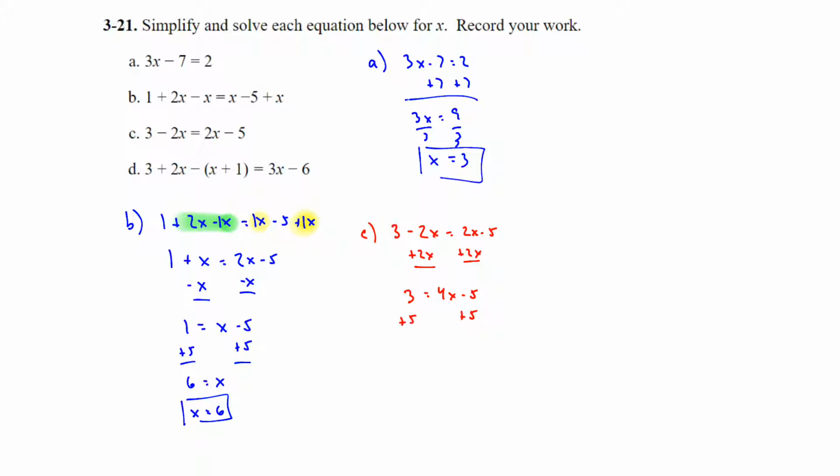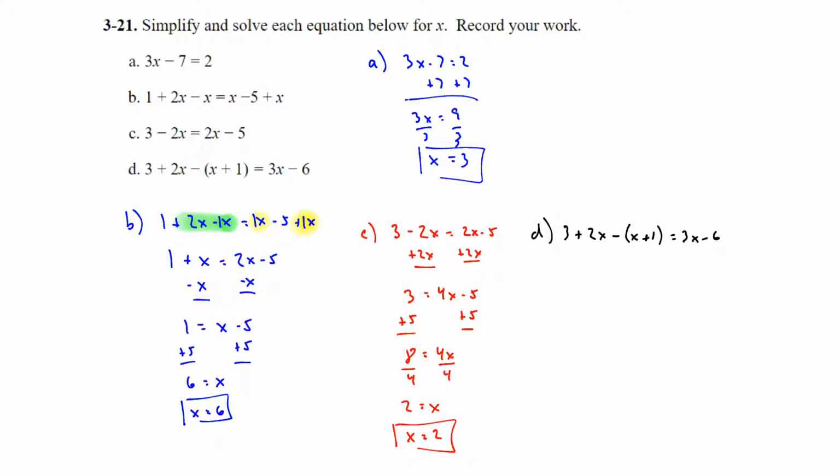Then we want to add our constant. 8 is equal to 4x. And then now, since we're multiplying 4 times x, we divide to undo it. And 2 is equal to x, or x is equal to 2. And then the last one we have is D. And D, we have 3 plus 2x minus the quantity x plus 1, is equal to 3x minus 6.